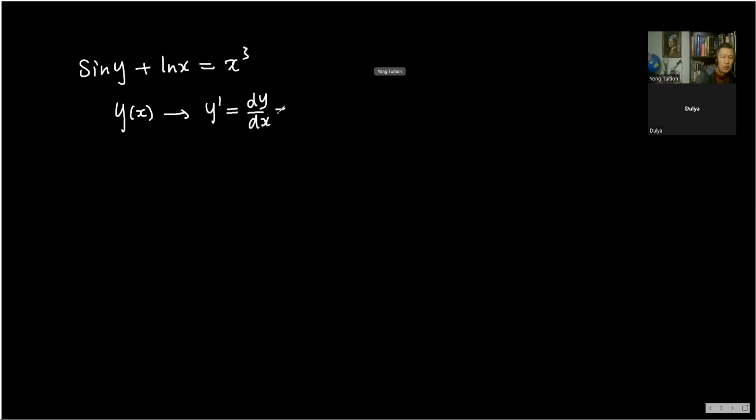And if I just rewrite that question, we have sine y plus log x equal to x cubed. With this, it is implied that y is a function of x. So therefore, the question is how to find the first derivative, or how to find dy/dx. That is the question, right?